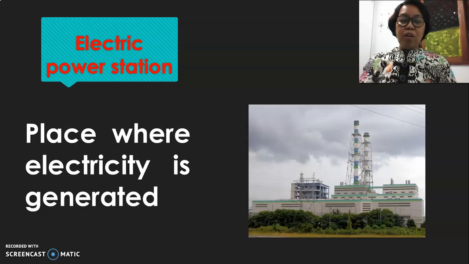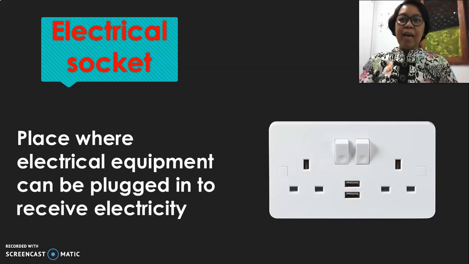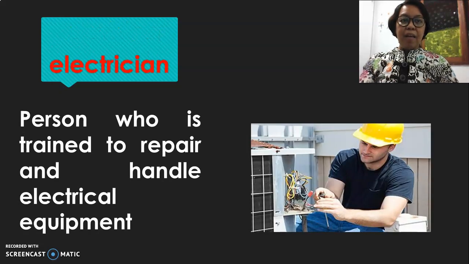Electric power station is a place where electricity is generated. Electrical equipment are things that need electricity to work. Electrical socket is a place where electrical equipment can be plugged in to receive electricity. Electrician is a person who is trained to repair and handle electrical equipment.